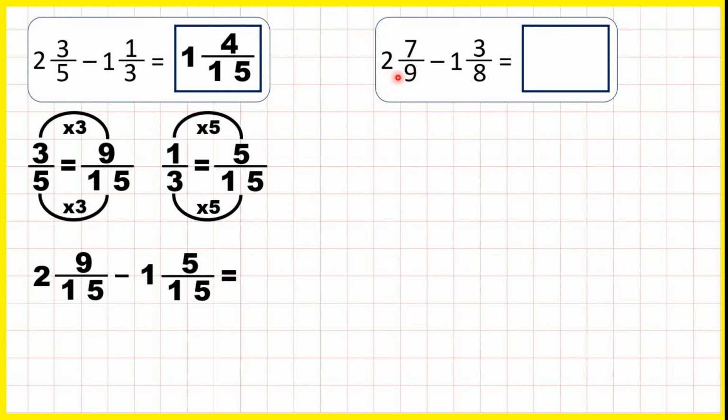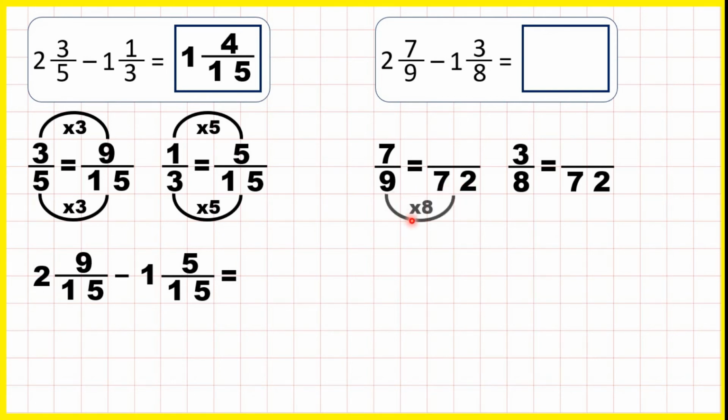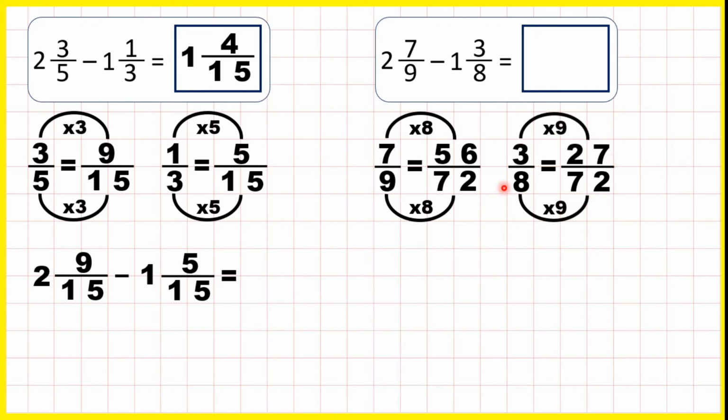Now, 2 and 7/9 minus 1 and 3/8. We need our denominators to be the same, and 72 is in both the 9 and the 8 times table, so we can find equivalent fractions with a denominator of 72. 9 times 8 is 72, 7 times 8 is 56, then 8 times 9 is 72, 3 times 9 is 27. So we can rewrite our question.